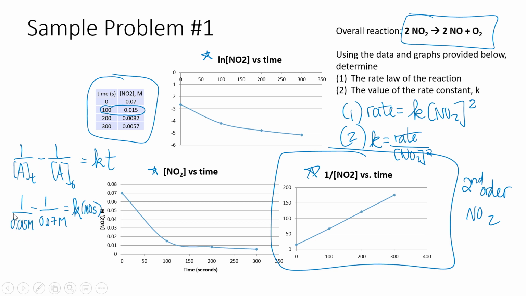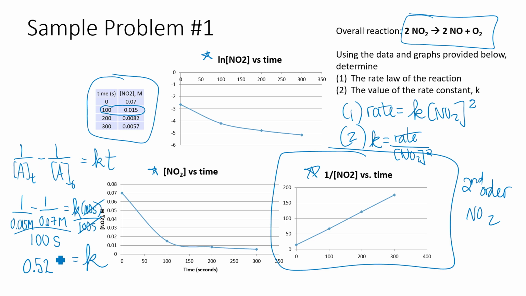So I'm going to plug that in my calculator. 1 divided by 0.015 minus 1 divided by 0.07. And then I'm going to divide by 100 seconds in order to solve for k. So I take this minus this, divided by 100, and I should end up with 0.52. Now let's figure out what the units are of this number here, because units are always really important.